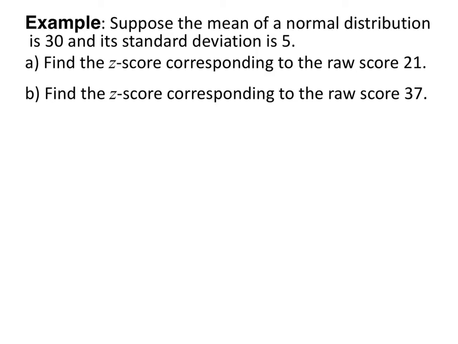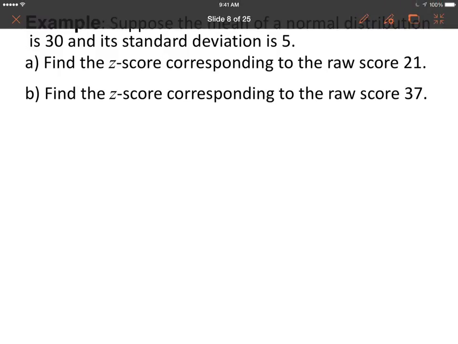So suppose I have a normal distribution whose mean is 30 and whose standard deviation is 5. Let's start by finding the z-score corresponding to 21, and then let's find the z-score corresponding to 37. So I just want to plug into my formula where these values 21 and 37 are going to be my x. Okay, so I'll find one for 21 and then one for 37.